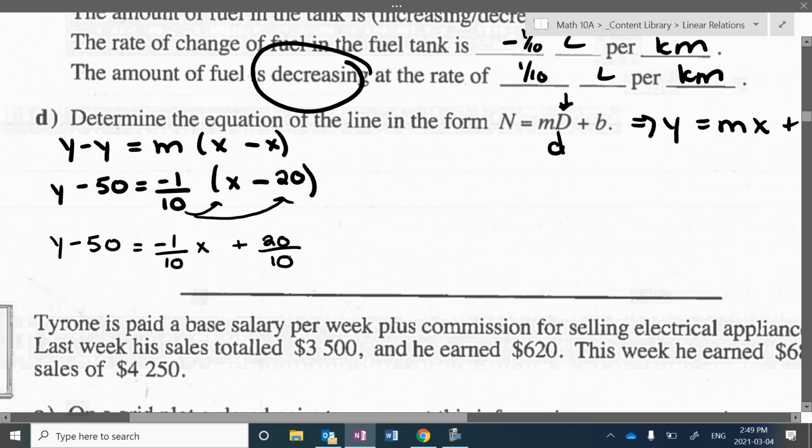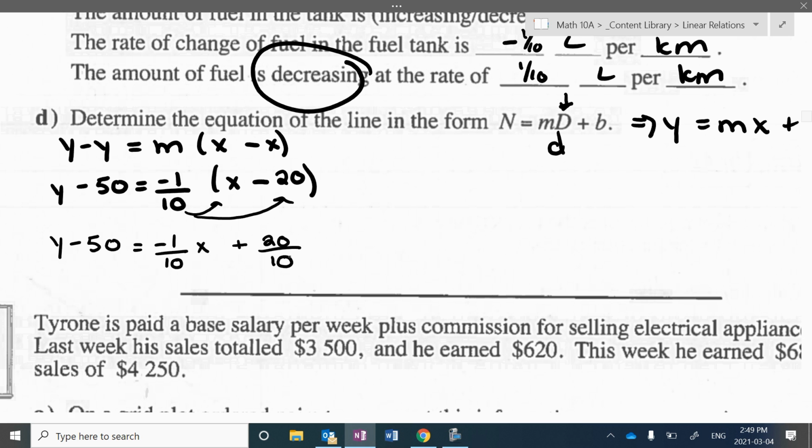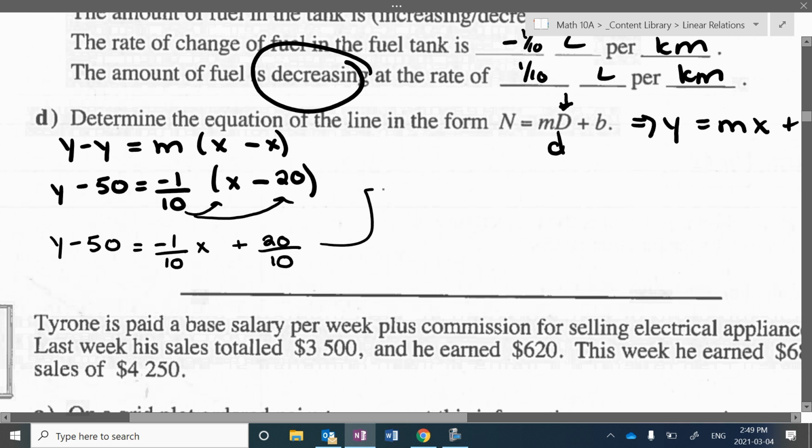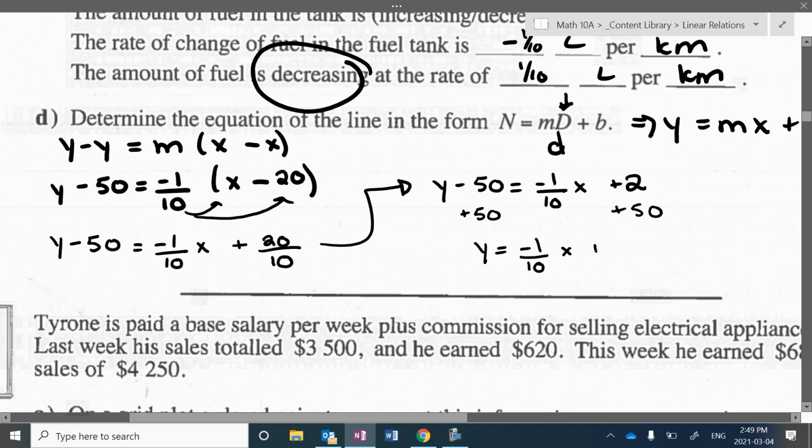When I multiply 1/10 by 20, what do I get? 2, or 20 over 10, which reduces to 2. I'm showing that step because this is your notes, but by all means, you could skip that step and just go directly to y minus 50 equals negative 1/10 x plus 2. I need to isolate y, so I'm going to add 50 to both sides. So that is our equation for this graph.